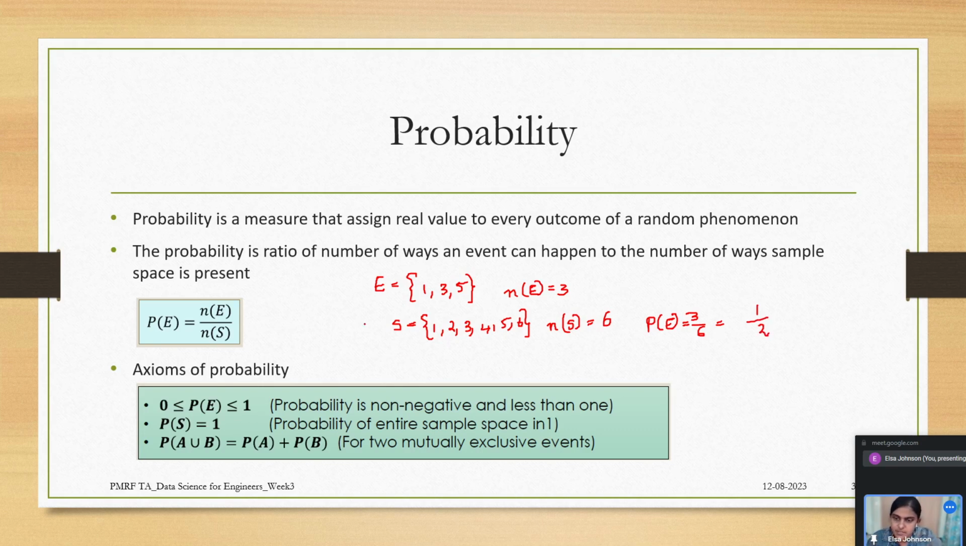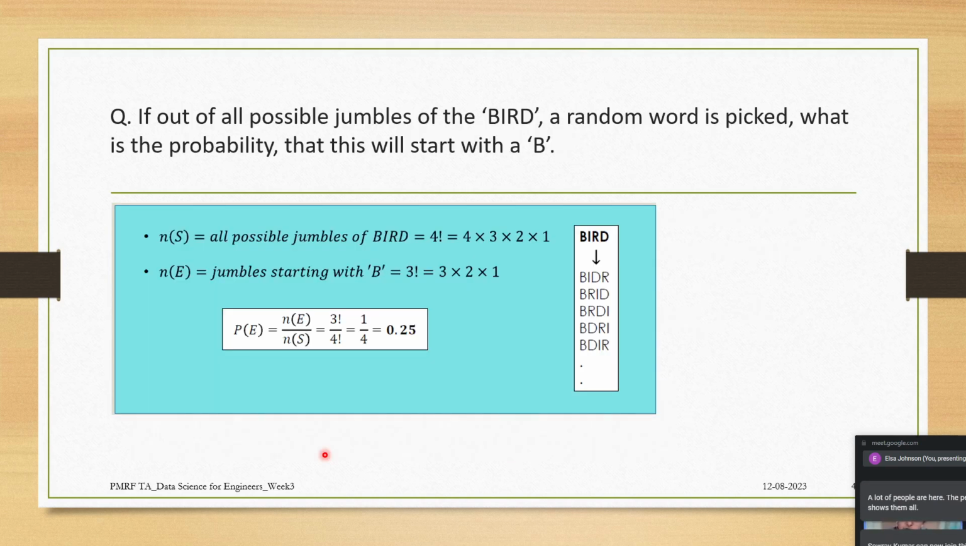Okay. Then there are different axioms for probability. The first is 0 less than or equal to P(E), the probability of an event, less than or equal to 1. So probability is always non-negative and at most 1. Then the probability of the sample space is equal to 1. That means the probability of the entire sample space is 1. And P(A union B) equals P(A) plus P(B) for two mutually exclusive events. Okay. Next we will move on to a question.